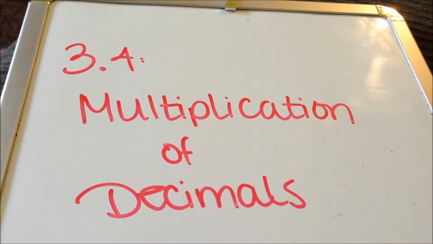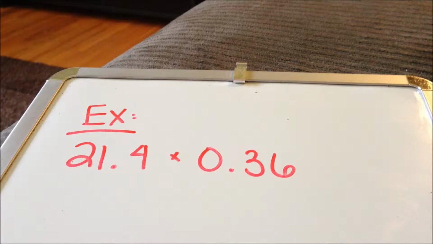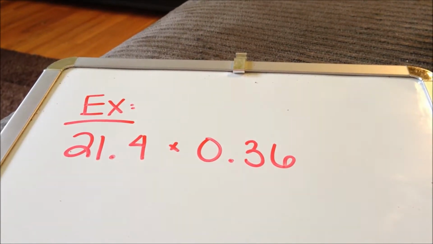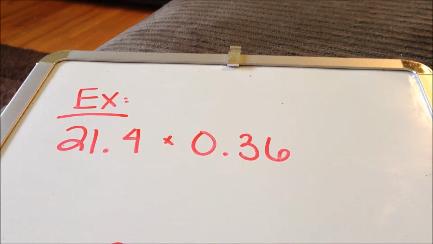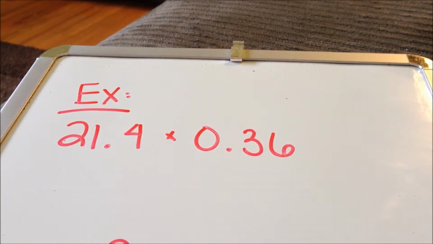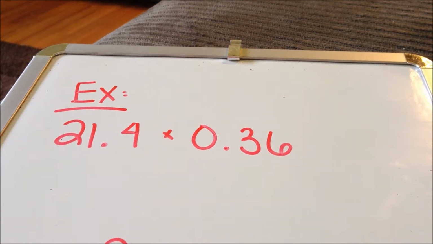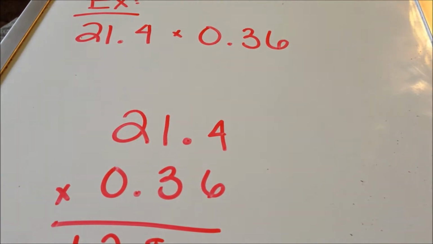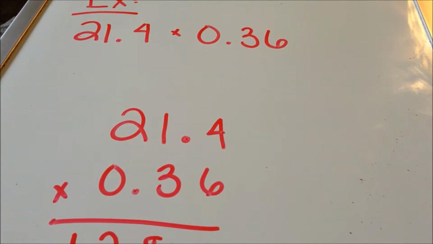Section 3.4, Multiplication of Decimals. When you multiply and divide decimals, you do not have to worry about lining up the decimals if you're doing the problem by hand. For example, 21.4 times 0.36. Notice that when I wrote the problem out, I didn't worry at all about lining up the decimals.